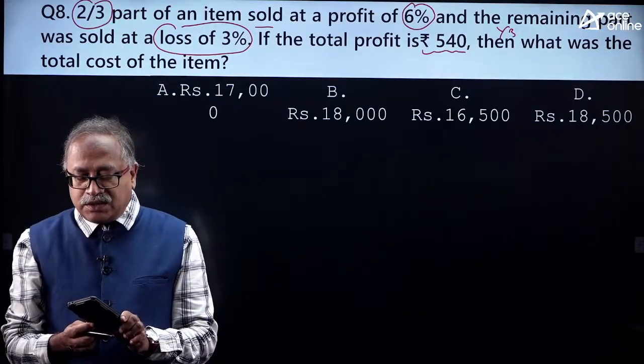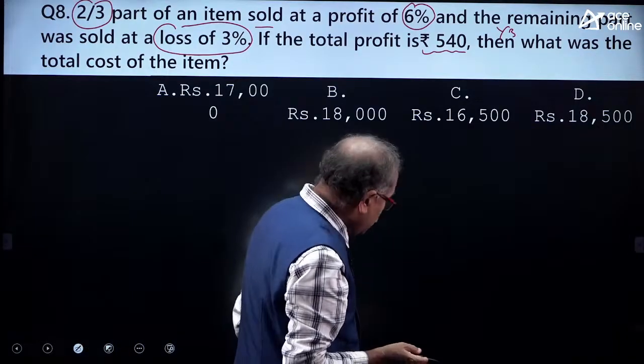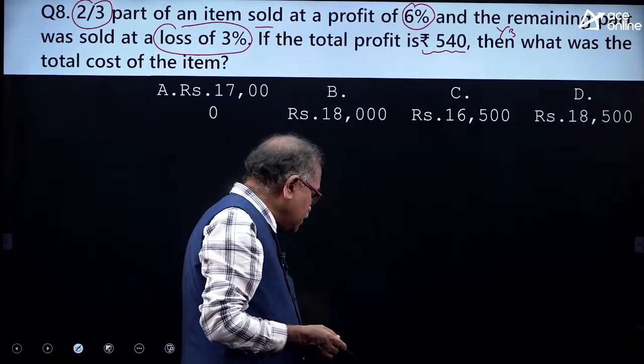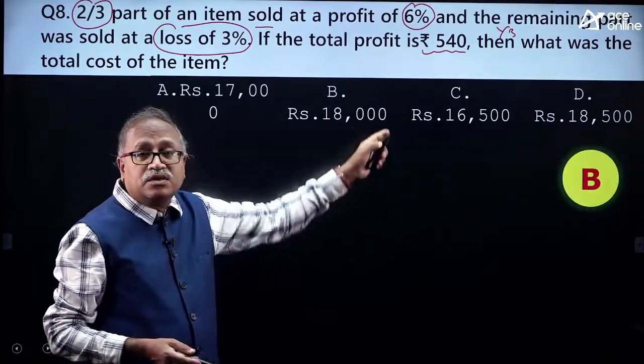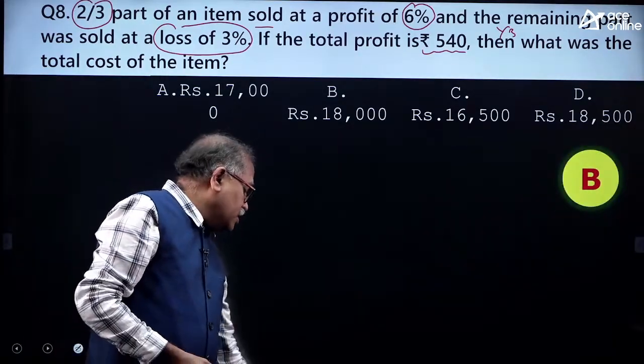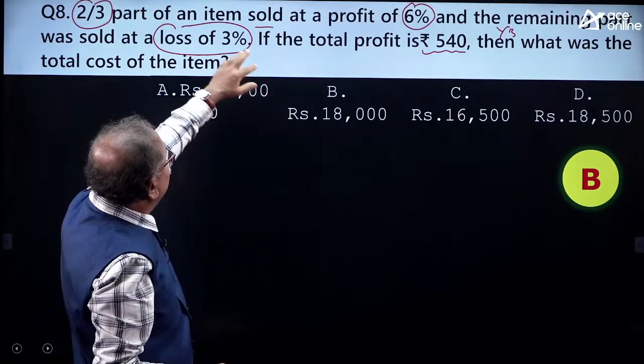Aman has already answered the question. 18,000. Option choice B, 18,000. Yeah, that's right. So well done. Well done. And I knew that you would answer the question.